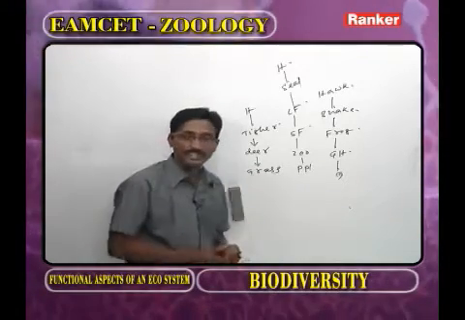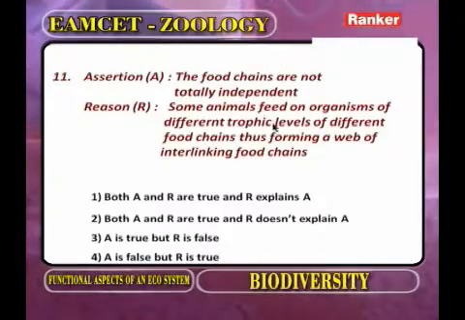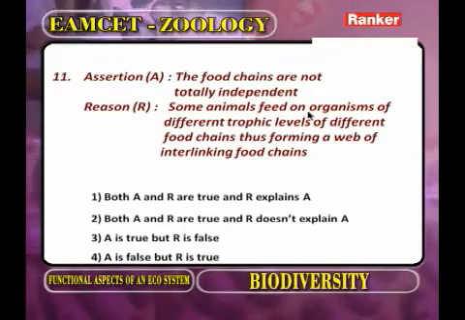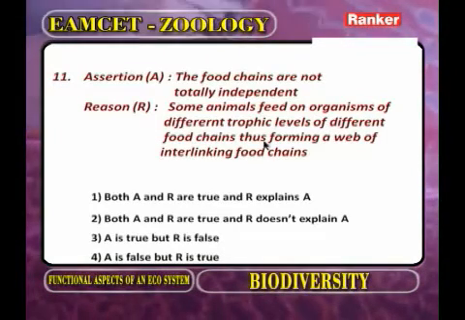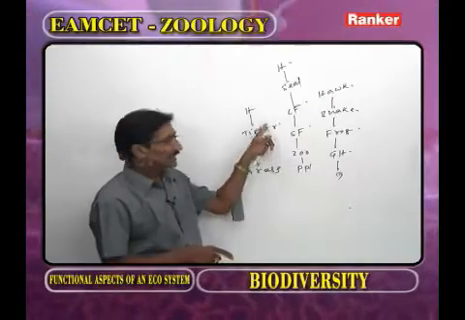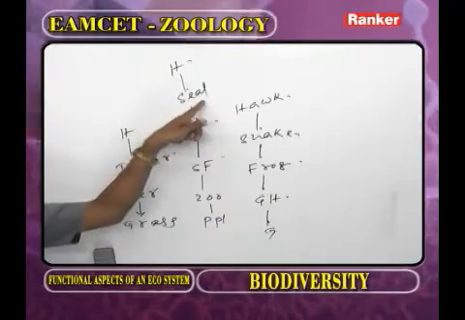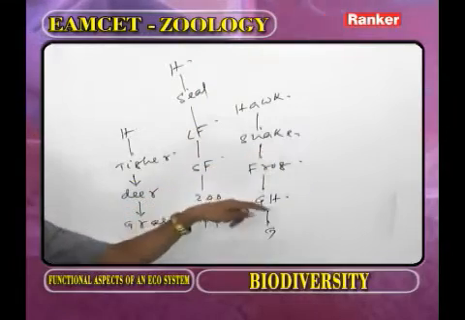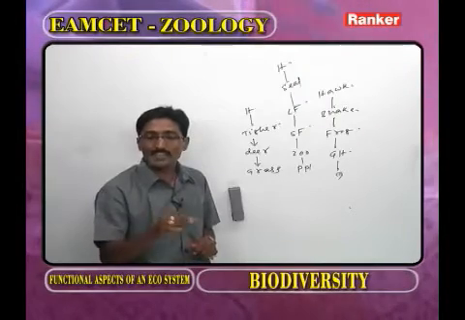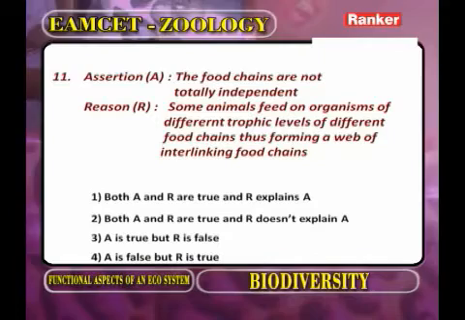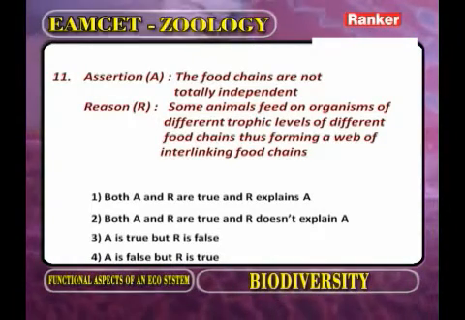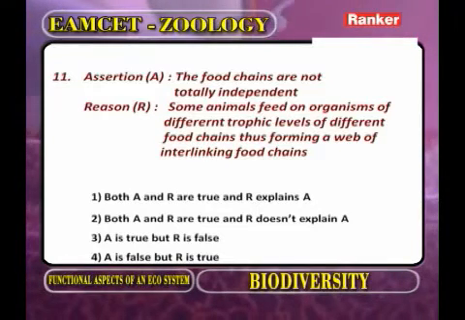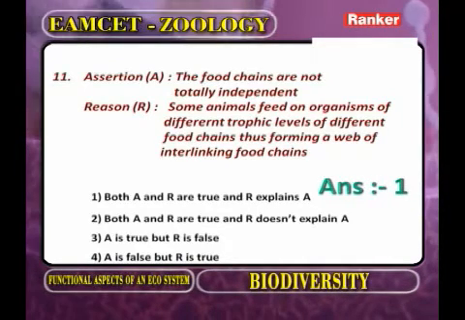Now based on this information, assertion: the food chains are not totally independent. 100% correct. Reason: some animals feed on organisms of different trophic levels of different food chains. Now in this food chain, the hawk eats the tiger. The same hawk in this food chain eats the seal. The same hawk eats the snake in this food chain. Now some animals feed on organisms of different trophic levels of different food chains, thus forming a web of interlinking food chains. Both are correct and the reason explains the assertion. Now the answer is 1. Now we go for the next question.